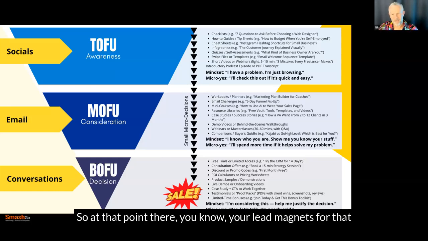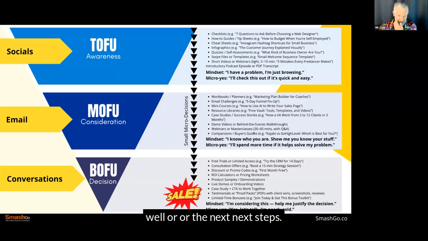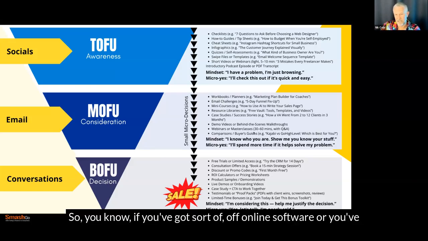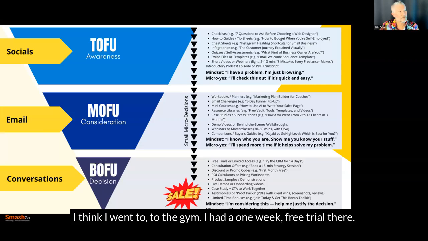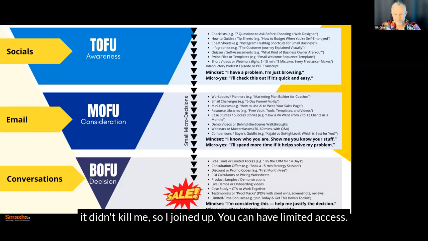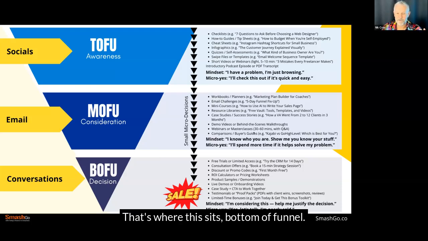So at that point, your lead magnets for that area, and these are like follow-on lead magnets as well, or the next steps. You can offer a free trial. So if you've got online software, or things where you can offer free trials. Say you've got a gym. I think I went to the gym, I had a 1 week free trial there. It didn't kill me, so I joined up. You can have limited access. This is your book a free 15-minute strategy session. That's where this sits, bottom of funnel.